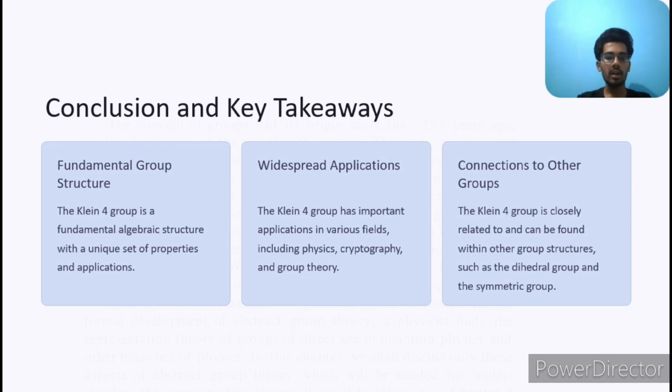Next, at the end, the conclusion. Fundamental group structure, widespread applications, connections to other groups. The Klein 4 group is a fundamental algebraic structure with a unique set of properties and applications. It has widespread applications in various fields including physics, cryptography and group theory. It is closely related to, and found within, other group structures such as the dihedral and symmetric groups.